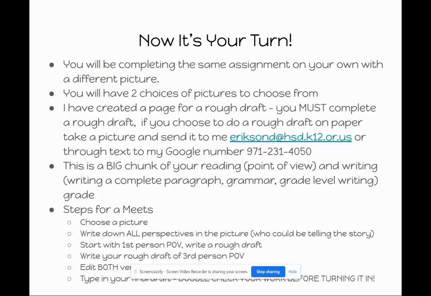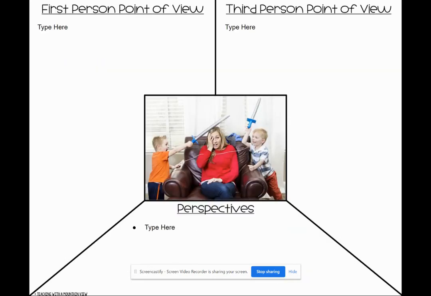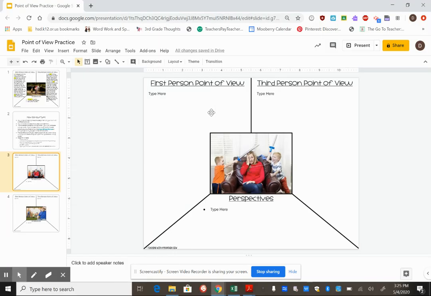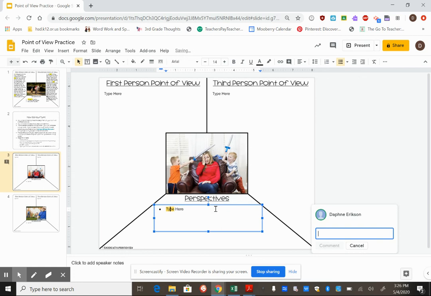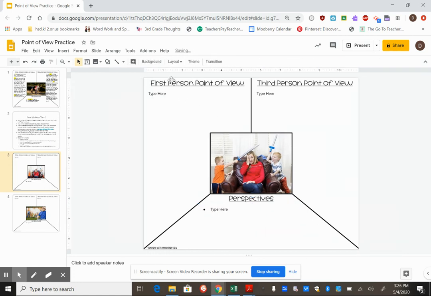So here is your first choice. This is what it will look like for you. It will be in a Google slide. And the first thing you need to do, again, who could be telling a story in this picture? I see 3 different perspectives here. Write them down here. Remember, when you're typing in, just click and type, okay? Then on your rough draft, pick one of the people, one of the perspectives, to write it from their point of view, first person. Then write what's happening from third person as if you're watching this happen.